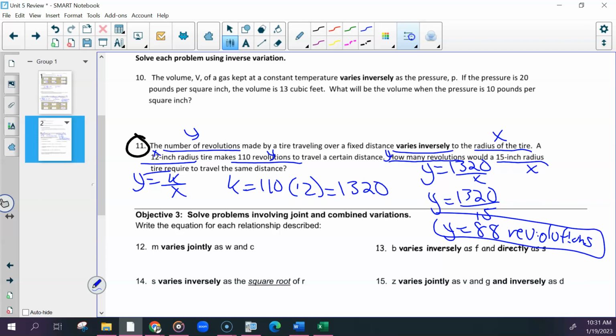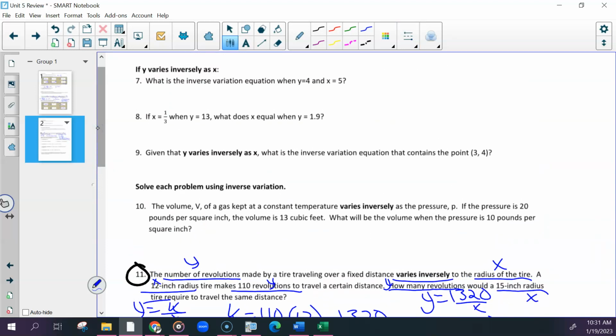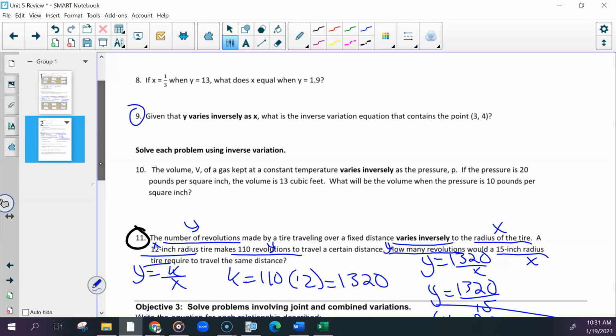Do we have other questions on 7 or 9 or 8? We can do 9, and then so not 7. If we have a question on 8, we can do that. So for 9, given that y varies inversely as x, what is the inverse variation equation? So that's what we're looking for, the equation. It gives us this point. That's your ordered pair x, y. To find our k, we multiply those together. And then put that in your equation. y equals 12 over x.